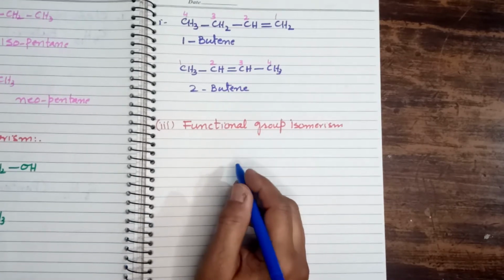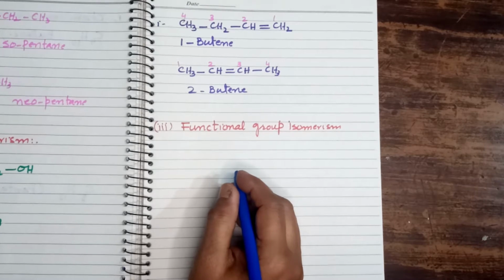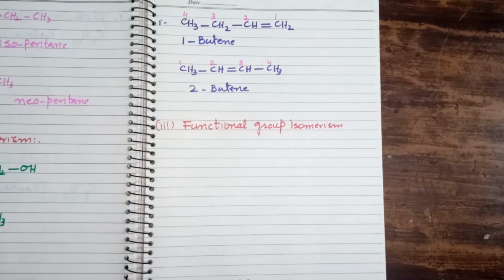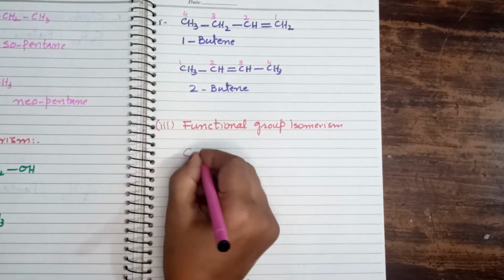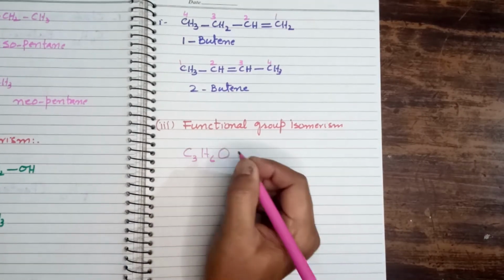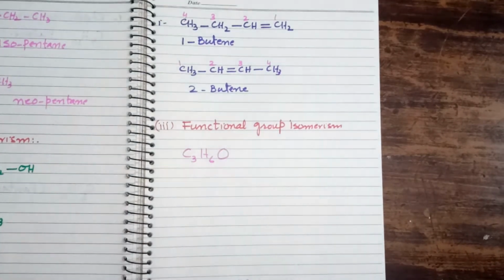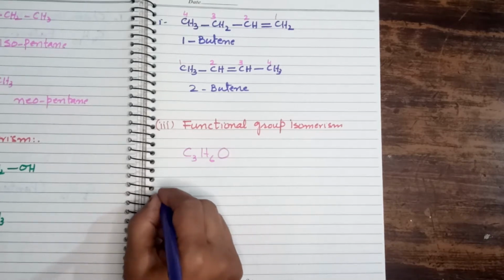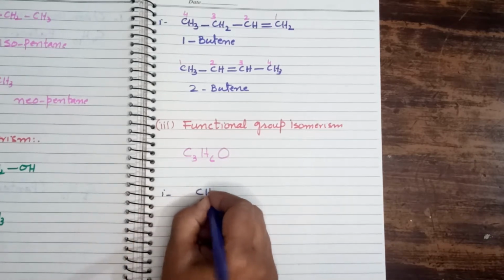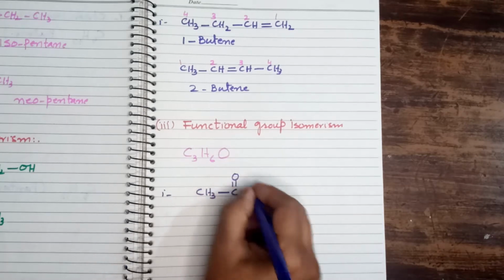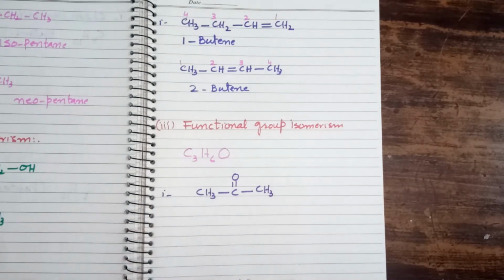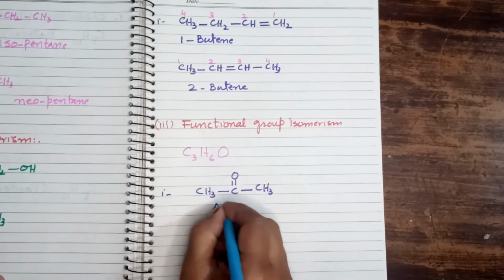For example, if we have a molecule having the molecular formula C3H6O, this is the molecular formula. Now students, we will see how many structures are possible. The first structure which is possible is CH3, C double bond O, CH3. The name of this molecule is acetone.